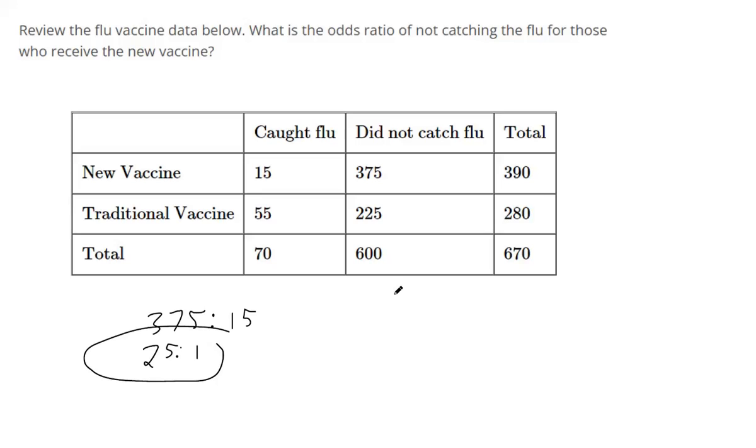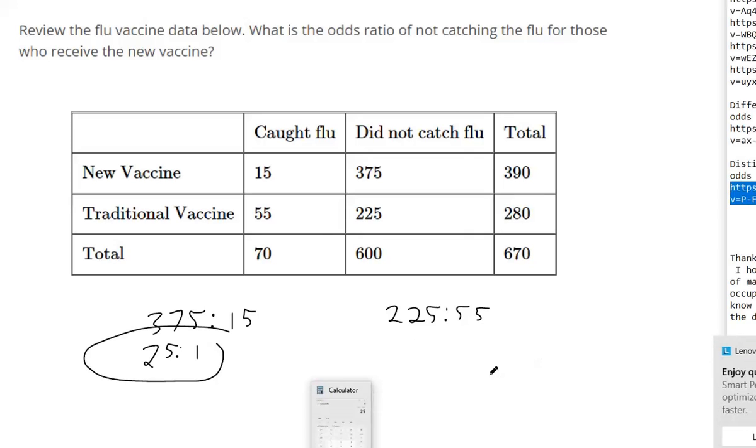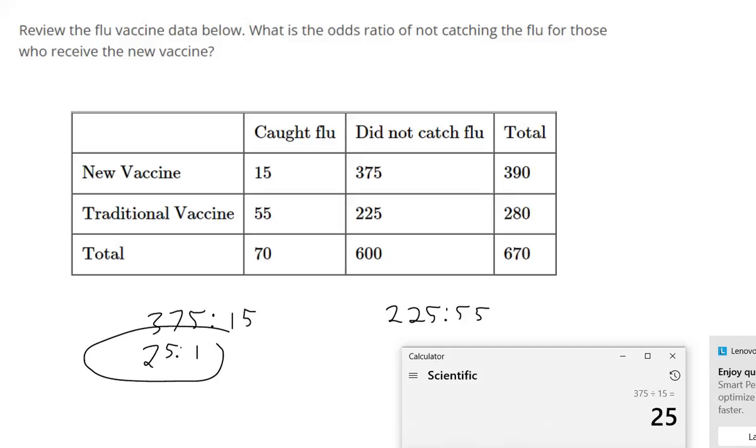Now let's compute the odds of not catching the flu, given that we had the traditional vaccine. I kept saying vaccine, but there's a new and there's a traditional. 225 got the traditional vaccine and met our criteria of not catching the flu. 55 are in the traditional vaccine group, but they did catch the flu, so that's the event that doesn't match what we're trying to compute here. Same thing, divide them both by 5. 45 to 11.